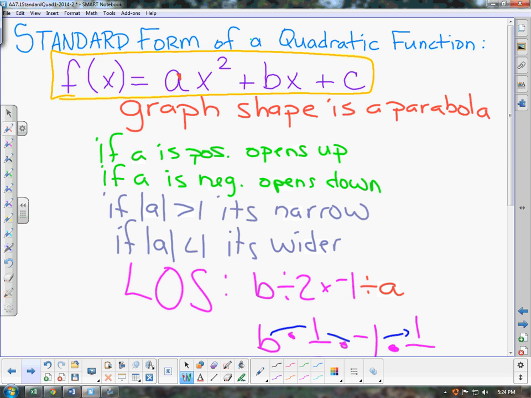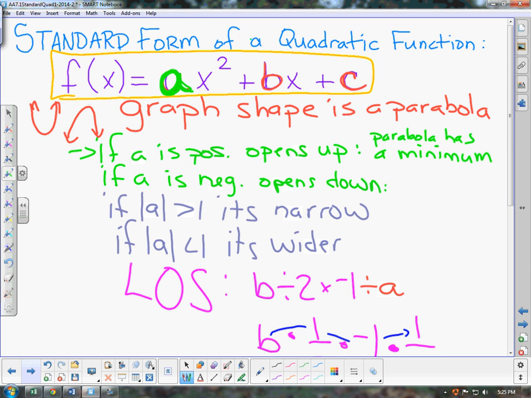These values for a, b, and c are kind of important. The graph shape is a parabola, which a parabola looks like that, or possibly this. And the things that the a value tells you: if a is positive, the graph opens up. If a is negative, the graph opens down, which means that if it opens up, then the parabola has a minimum.